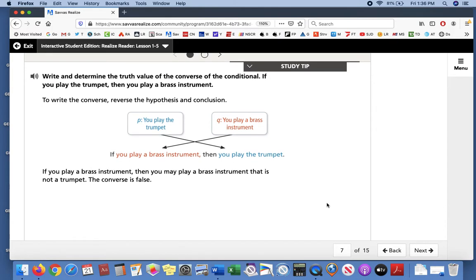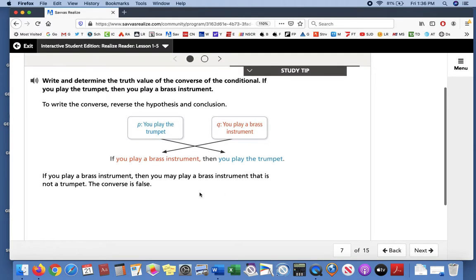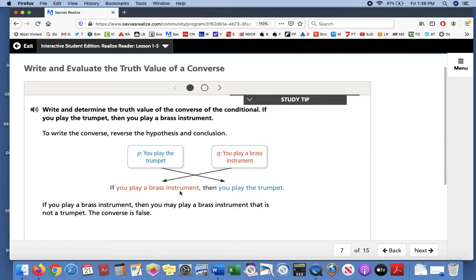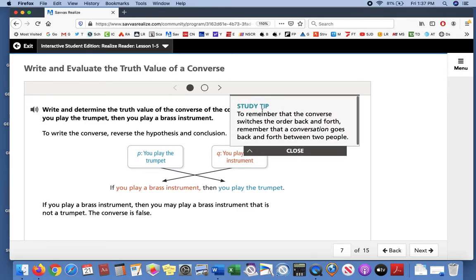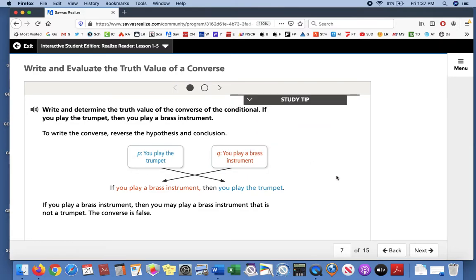Let's see what they wrote. Oh, they didn't write anything. I thought they were going to give an example. If you play a brass instrument, then you play a brass instrument that is not a trumpet. The converse is false. I'm not sure what they're saying there. I mean, we already know it's false. Let's see what the study tip was. To remember that a converse switches the order back and forth, remember that a conversation goes back and forth between people. Oh, cool. That's how you can remember that it's a switching. Maybe.